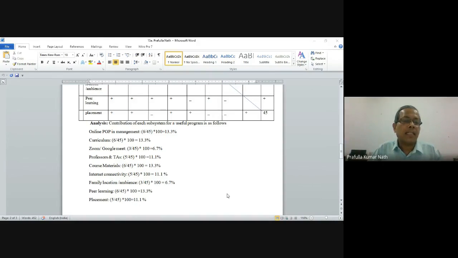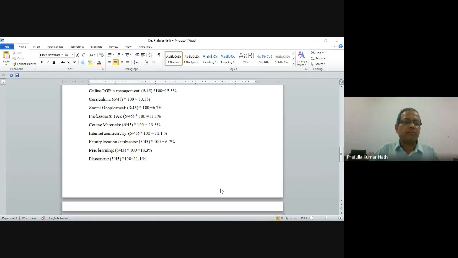As I have mentioned, the technical aspects, course material, curriculum, and placement are the highest priority, whereas other things like family location and distance matter too. Whenever someone is placed in a distant location, getting a proper connection is a problem. So many a time they face these technical glitches. So I have also introduced this in our model.